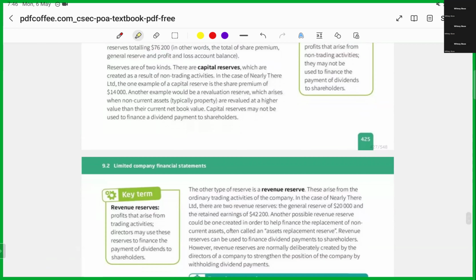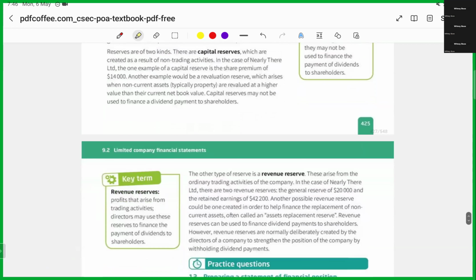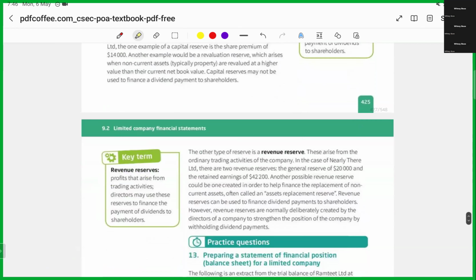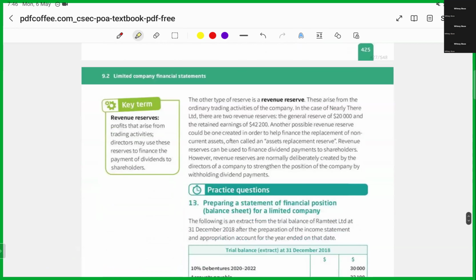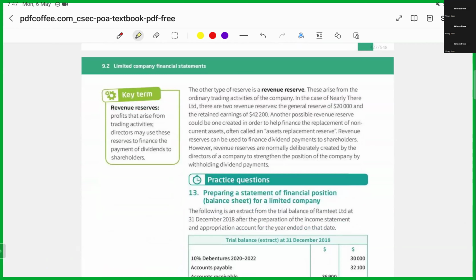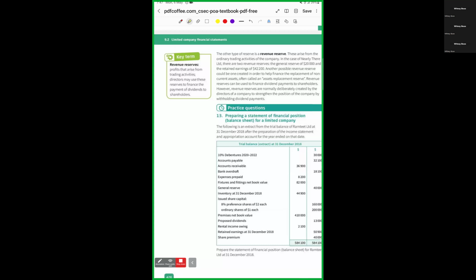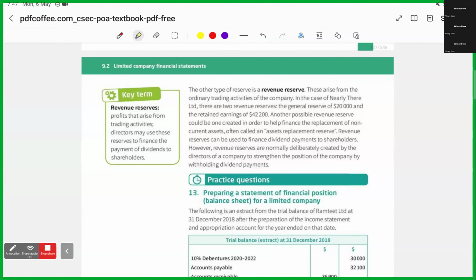Dividend payment comes out of revenue reserve, which is out of your profits from operations. So this is where we look at revenue reserve. These deal with ordinary trading activities of the business. Revenue reserve would be like the general reserve because it's general, yes. And our retained earnings, which is profit. Remember, retained earnings comes from your net profit in the first place. It is profit that is left after everything is distributed. So you can use your retained earnings to pay out dividends, of course, because it's a revenue reserve.